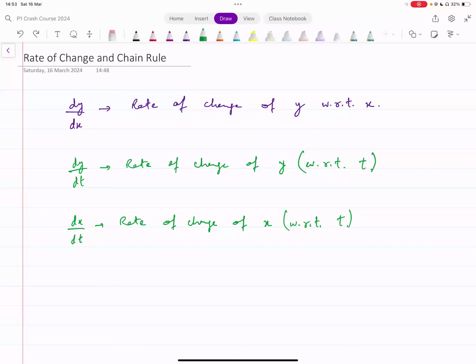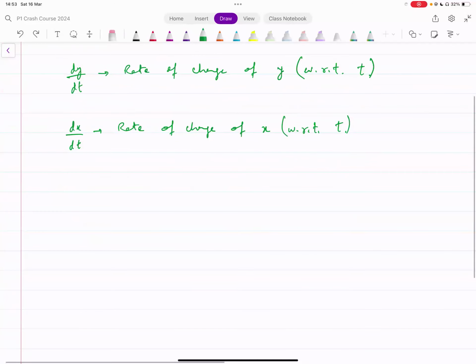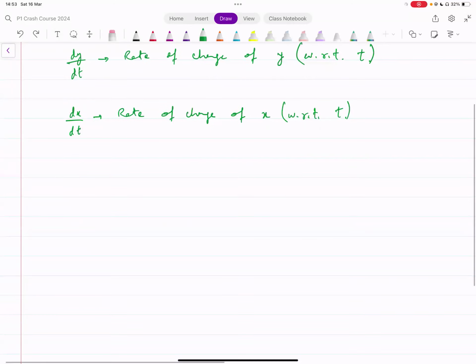So mostly when we talk about rate of change, we're going to be talking about rate of change of something with respect to time. That is, in 1 second, how much does this variable change? So rate of change would mostly be with respect to time. If you just have rate of change of y given, you would say that's dy over dt. If it's rate of change of x, you would say that's dx over dt. And similarly for any other variable.